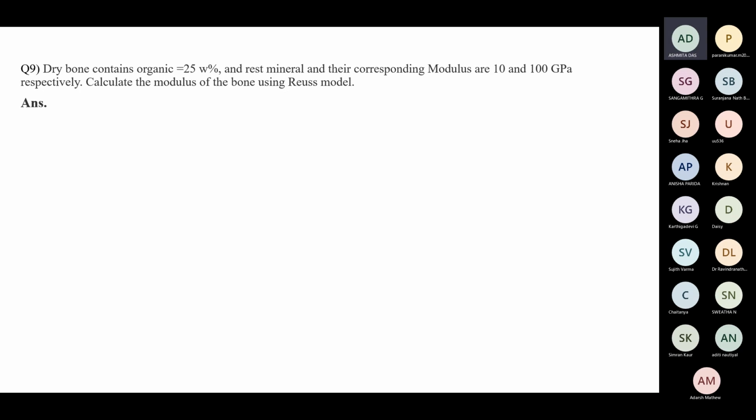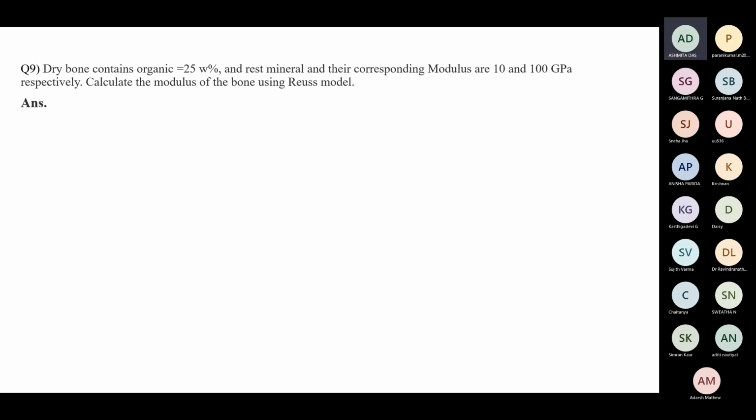So, Sanghamitra, how do you solve this question? We have to substitute in the Reuss model, 1 by E equals V1 by E1 plus V2 by E2. As the organic is 25%, the mineral will be 75%. With substituting this, we get the answer. Okay.